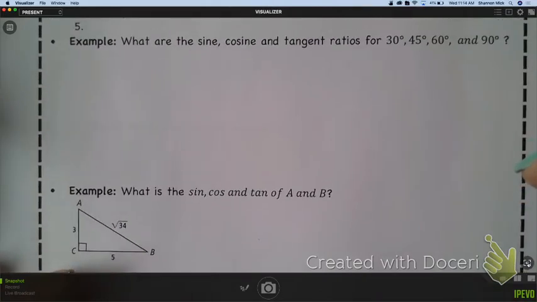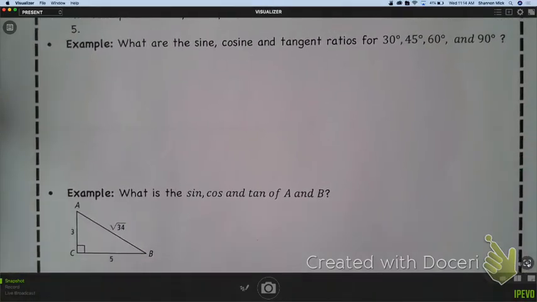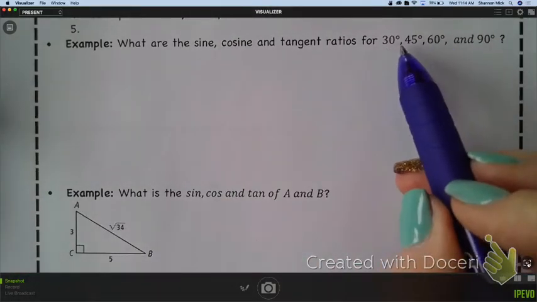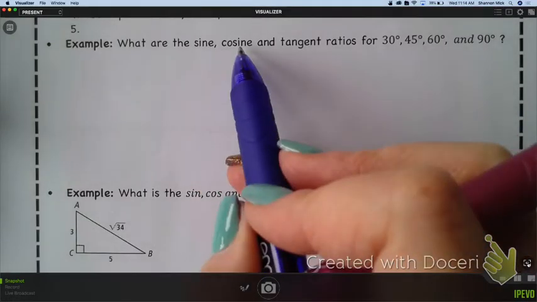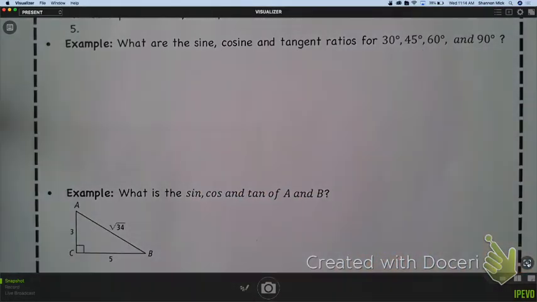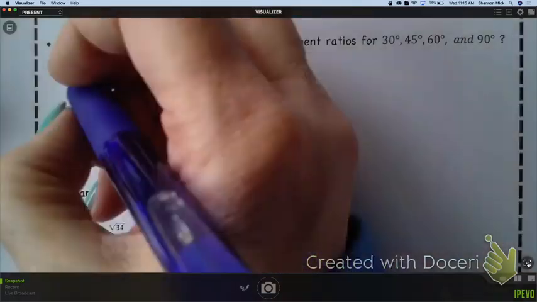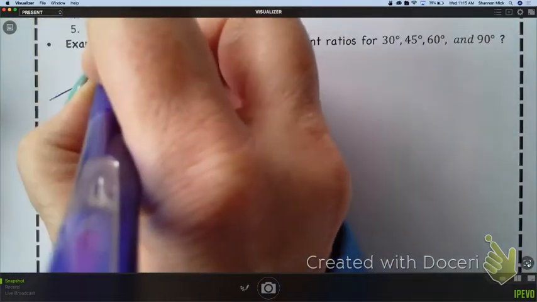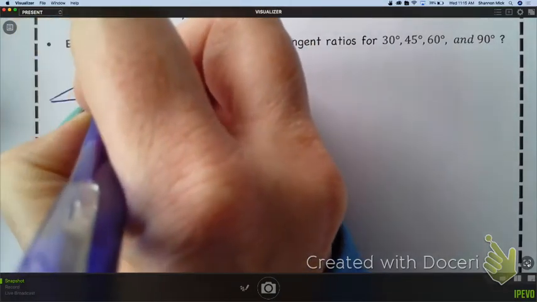But we're going to come down here, and if you do them, make nice triangles. Okay, so we have 30, 45, 60, and 90, and they want sine, cosine, and tangent. So we probably need, what, 2 special triangles? A 30, 60, 90 and a 45, 45, 90, and yes, they are both right triangles. We did those last week, yes? Yep. Draw yourself one of each.